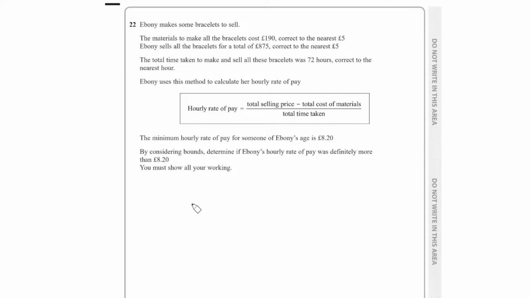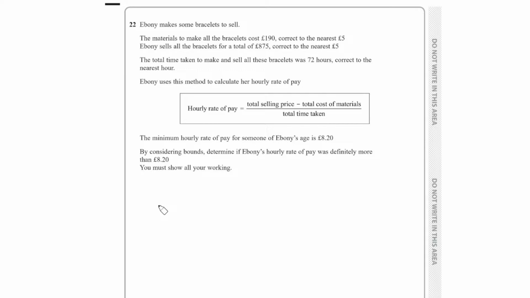Okay, this is the one on bounds. If you were looking for bounds, this is the one that is on upper and lower bounds. 4 marks. So Ebony makes some bracelets to sell. The materials to make all the bracelets cost £190, correct to the nearest £5, which is why I know immediately that it's upper and lower bounds. Ebony sells all the bracelets for a total of £875, correct to the nearest £5 as well. The total time taken to make and sell all these bracelets was 72 hours, correct to the nearest hour.